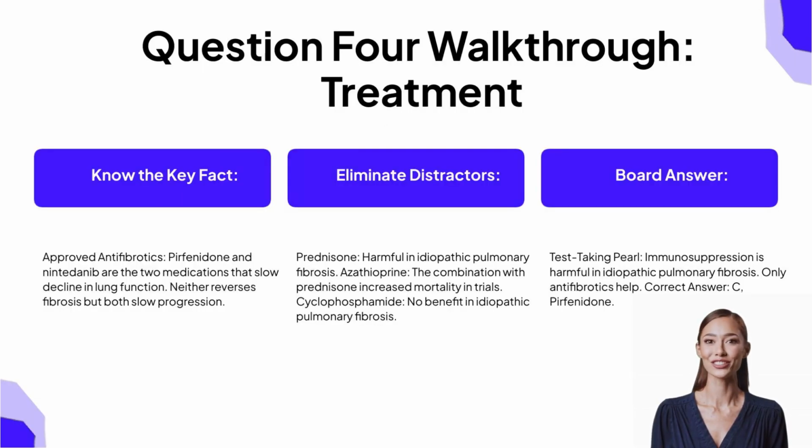Here's the key fact you must know. The only approved treatments for idiopathic pulmonary fibrosis are the antifibrotic agents pirfenidone and nintedanib. Neither reverses fibrosis, but both slow the decline in lung function.